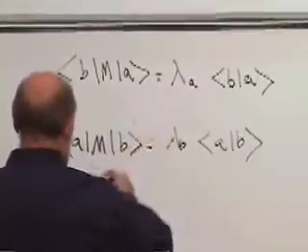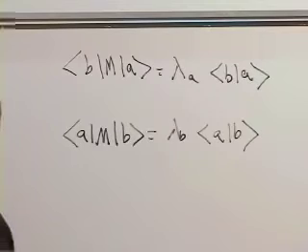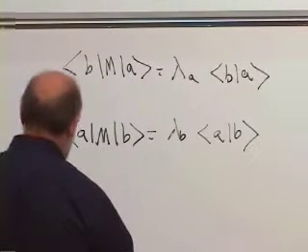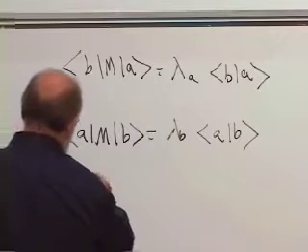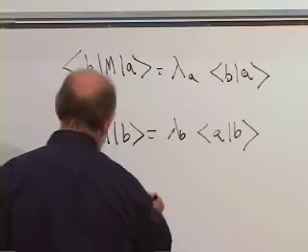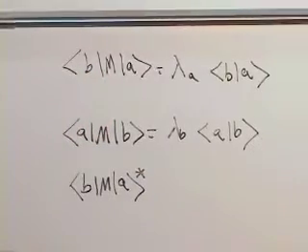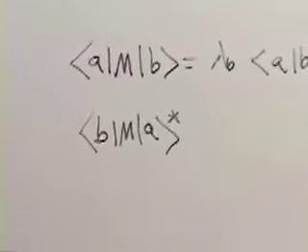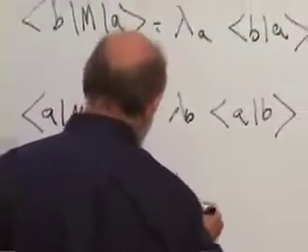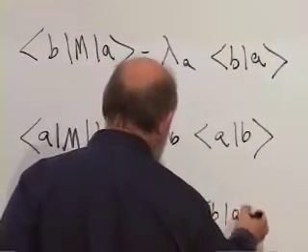Yeah, we want to conjugate one of these equations. We want to take the complex conjugate of one of these equations. Which one should we choose? The second one. All right, this is B M A complex conjugated. Remember, since M is Hermitian, we don't have to complex conjugate it. That's equal to lambda B star times B A.